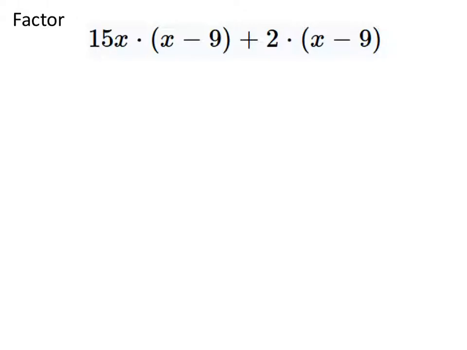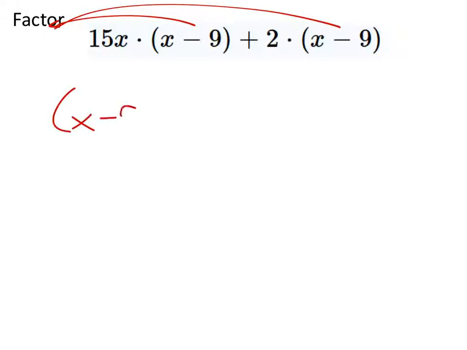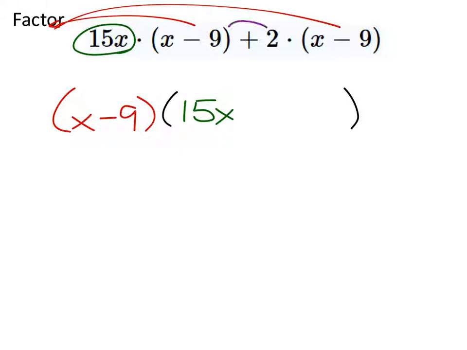But anyways, I can see that I have a common factor for both of these, that is x minus 9. Maybe it's a set of parentheses. And we've seen that before, right? So in other words, I'm going to pull out from both of these 2 terms an x minus 9. And then whatever else is left, I'll put in its own set of parentheses. So specifically, I'm looking at this 15x, and then this plus 2 right here.